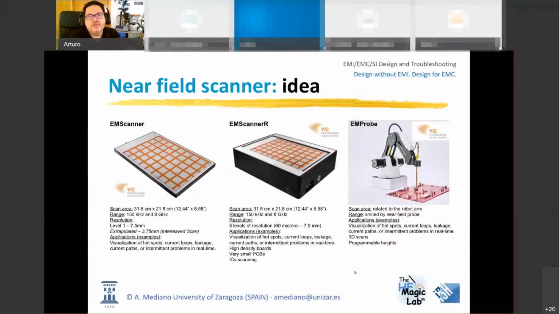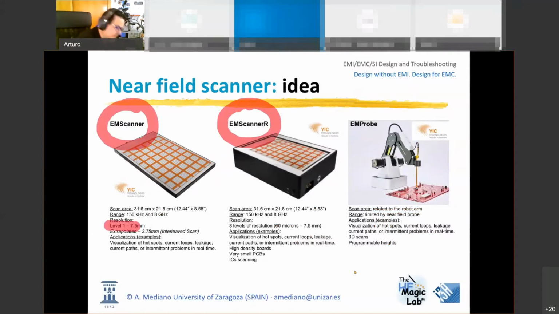Really, there are 3 different possibilities for scanning. One is the scanner I will be using today, the EM scanner. An additional possibility is the EM scan R, which measures with high resolution. Remember, in the EM scanner I will be able to do measurements at 7.5 millimeters, but the EM scan R is very useful for measuring down to 60 microns in 8 different levels. I will explain this later. And finally, if you need to scan in another situation, like for example very different H components, you can use the EM probe, where you can move one handheld probe automatically with a robotic arm.